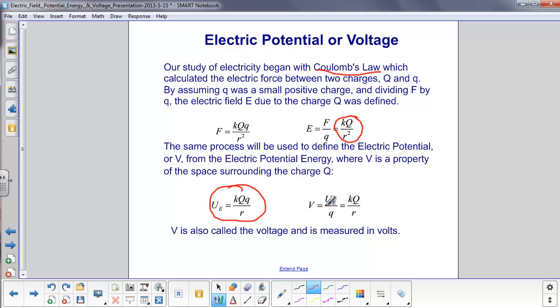What we're going to do now is, we went from force to electric field by dividing out little q. We're going to do the same thing again for potential energy. We will divide out the q, and we will define a new term called electric potential, or voltage, as potential energy per charge, and that's now going to be kQ, no other q here, just the capital Q, divided by r. V is voltage, and it is measured in volts.